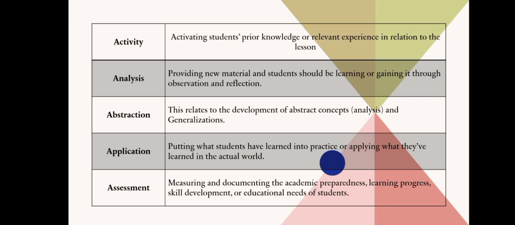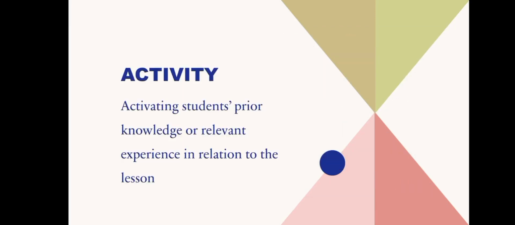The 5 A's is included during the lesson, also called the lesson proper. The first one is the activity. Activity means activating students' prior knowledge or relevant experience in relation to the lesson. So it should activate prior knowledge that will link them to the previous lesson. This activity also serves as a springboard to the new learning.